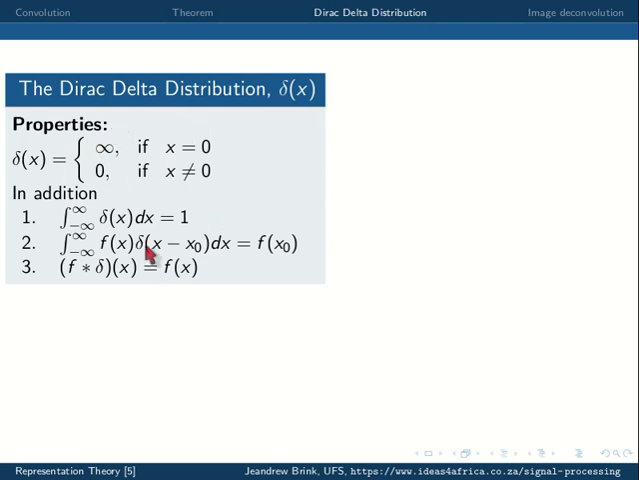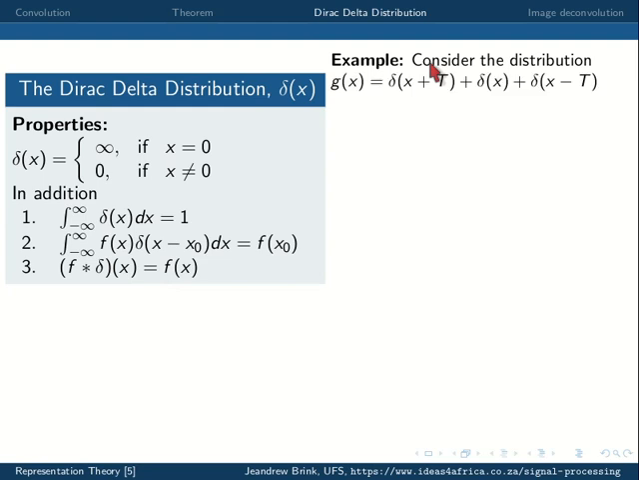Okay, so that's our distribution. Those are all the properties. And let's now basically see how we use it. In fact, see how it's often used in electromagnetism. So suppose you have not one of them, but three of them. So we have a delta function of x plus big T, a delta function of x, and a delta function of x minus big T.